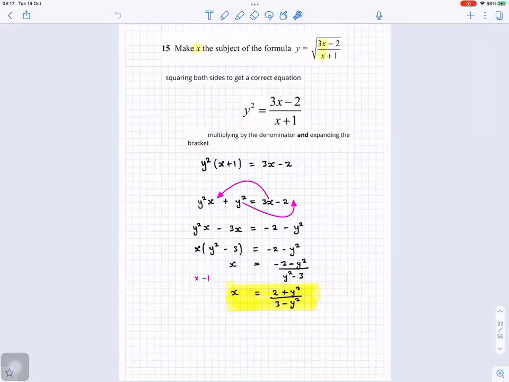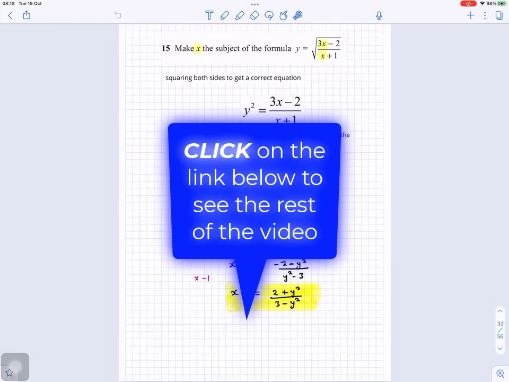Question number 15. Make X the subject of the formula. Squaring both sides to get a correct equation. So if we square the left side and square the right side, the square root on the right side would cancel. So you have y squared is equal to 3x minus 2 over x plus 1. Multiplying the denominator and expanding the bracket. So you cross multiply. Y squared times x plus 1 is equal to 3x minus 2 times 1. Remove the bracket. Y squared times x gives you y squared x. Y squared times 1 gives you y squared.